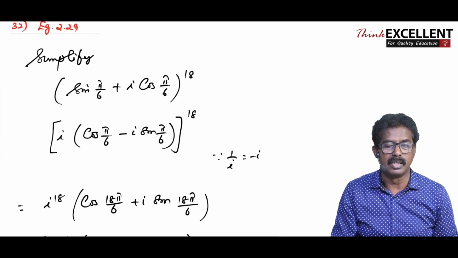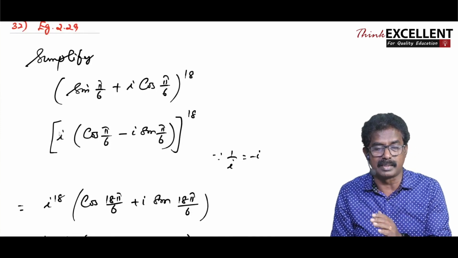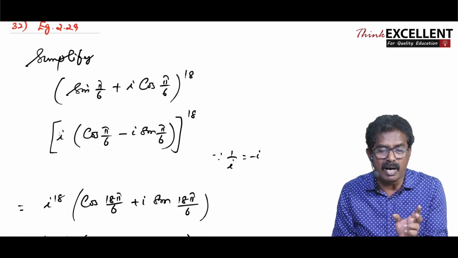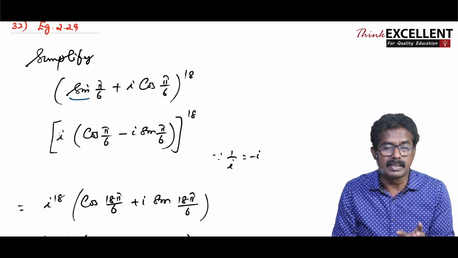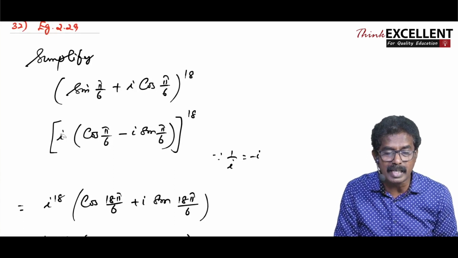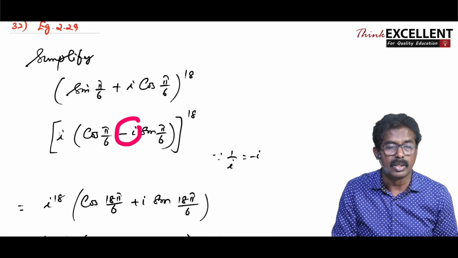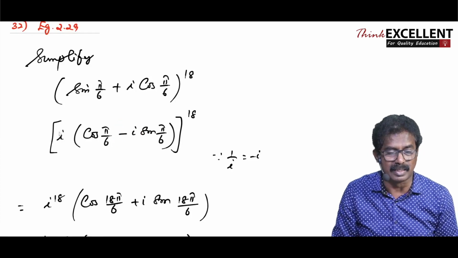Please listen, students. What is there in the theta place? Pi by 6, right? But what form is it in? sin theta plus i cos theta. So take one i outside. Then in this place it becomes minus i. Hope you understood how we are getting that minus i, right?